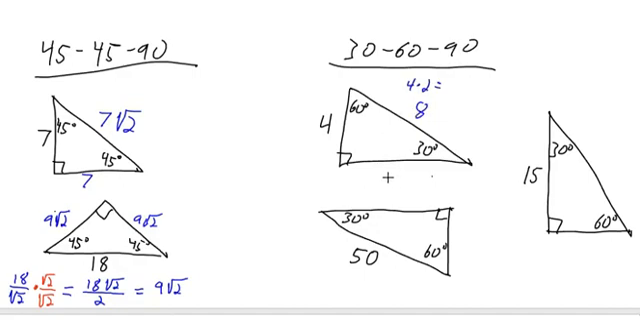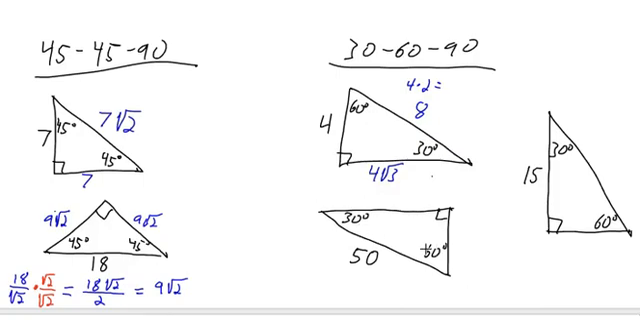And then the long leg is just the short leg multiplied by the square root of 3. Remember, it's always the square root of 3 on a 30, 60, 90. That's just how it works out. If we did that with the Pythagorean theorem, we'd get the same thing. So 45, 45, 90, we use the square root of 2. 30, 60, 90, we use the square root of 3. Different situations, though.